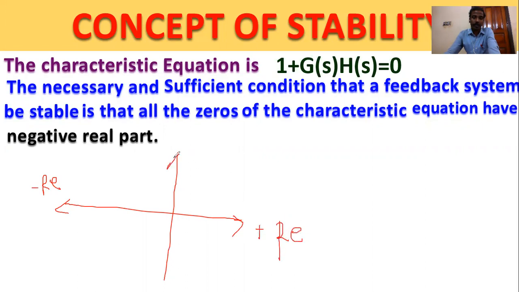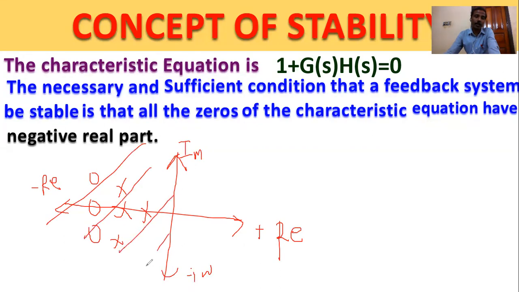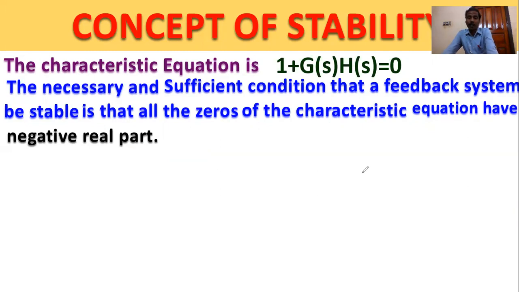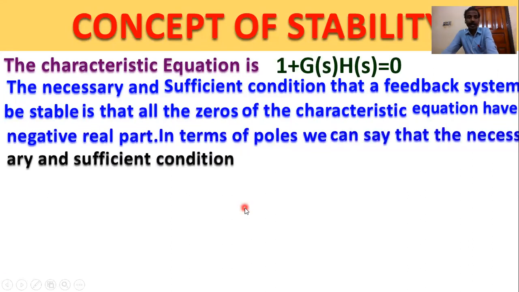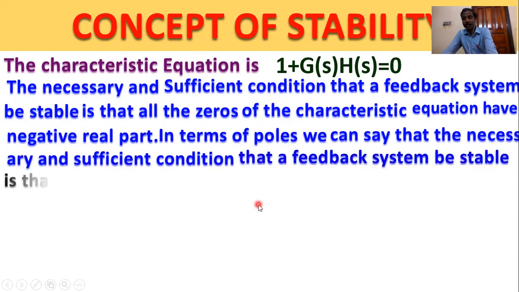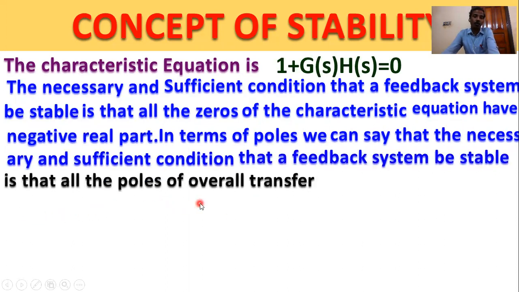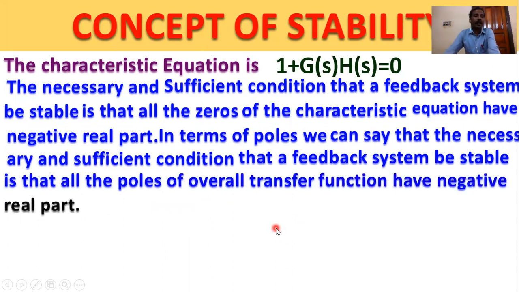And this is the positive imaginary part, the j omega axis, and this is the minus j omega axis. If all the poles and zeros are on the left hand side of the S plane, in this region, the system will be stable. Otherwise the system is unstable. So what is the necessary and sufficient condition? In terms of poles, the necessary and sufficient condition for a feedback system to be stable is that all the poles of the overall transfer function have negative real parts.